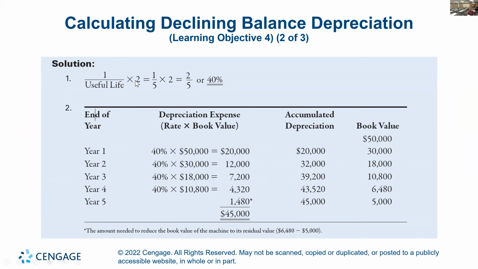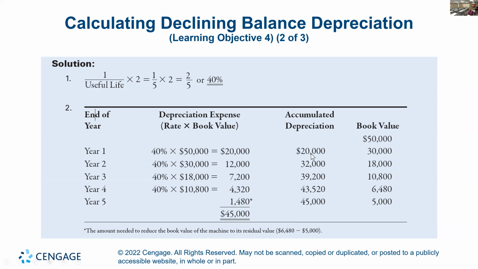1 divided by the useful life times 2 equals 1 divided by 5 times 2, or 2/5, or 40%. Or you can say 1 divided by 5 is 20% times 2 equals 40%. So for year 1, our book value is $50,000 minus accumulated depreciation. At the end of year 1, we do not have any yet. So we multiply our book value 50,000 times 40%. So we get our depreciation expense for year 1 to be 20,000.